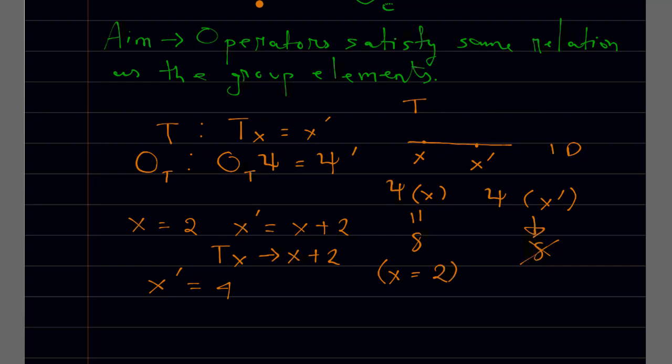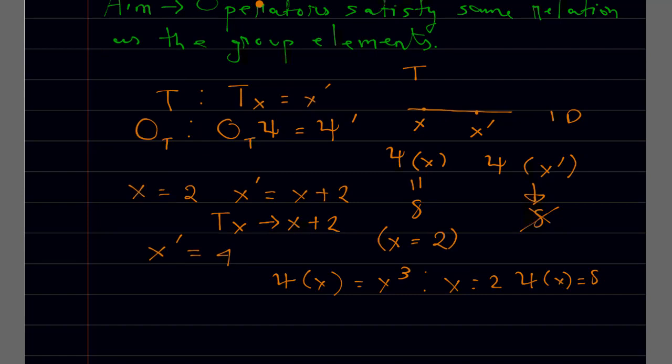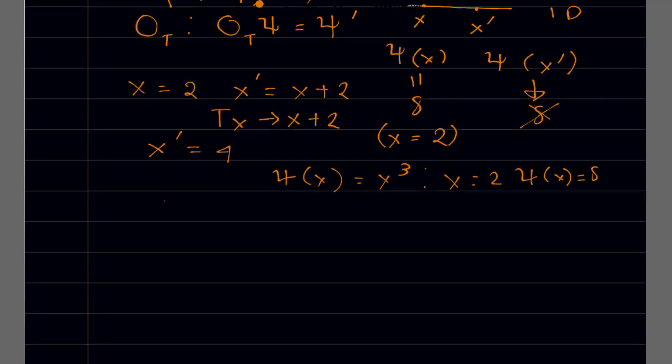Answer is no. Let me give an example. Consider psi of x is x cubed. So when x is 2, psi of x turns out to be 8, right? But if you say that I'm going to act psi at x prime, then this would mean x prime cubed. And what is x prime? It is 2 plus 2, which is 4 cubed, and I don't get 8.